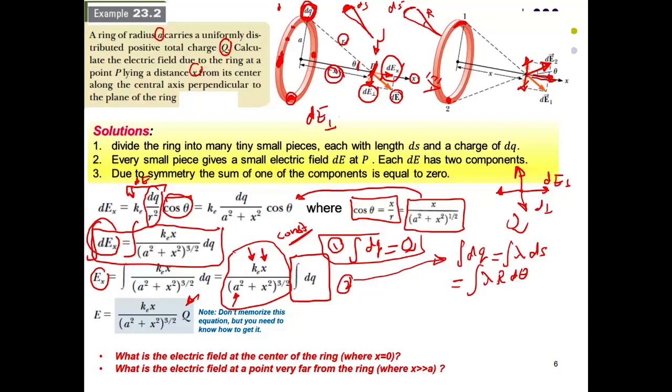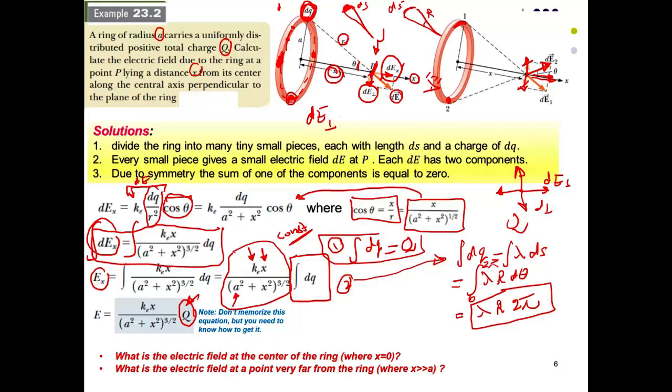So when you take this piece, this piece, this piece, all of them, theta goes from 0 to 2 pi because you are going around a ring. So it's from 0 to 2 pi. So what will be the answer? It will be lambda r 2 pi. Is this equal to q?